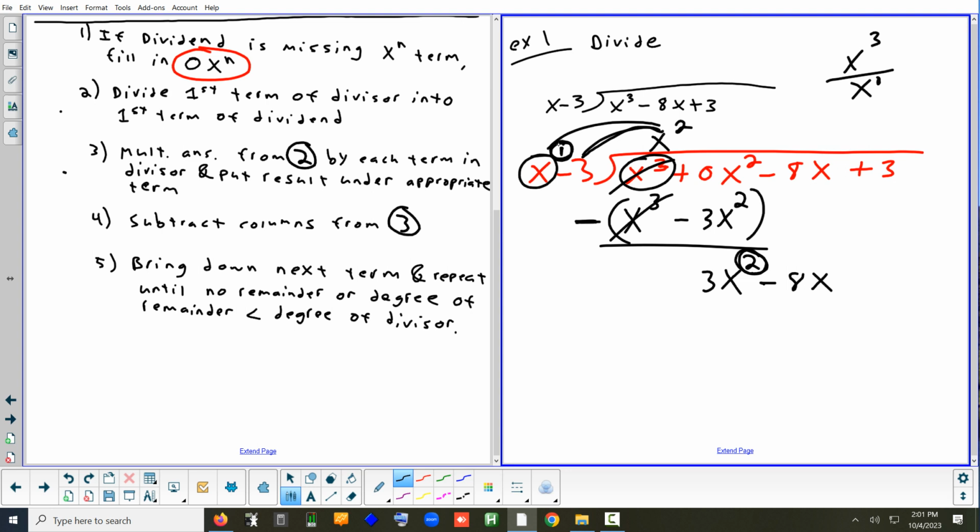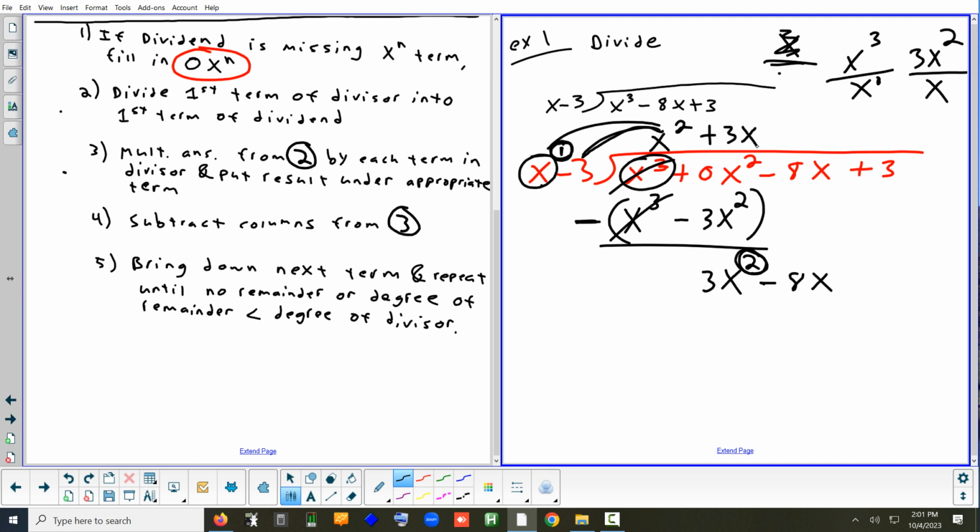Now, you're going to divide x into 3x squared. So if you want to think off to the side, you're doing 3x squared divided by x now. So what's 3x squared divided by x? 3x.